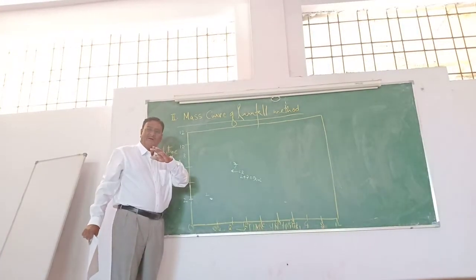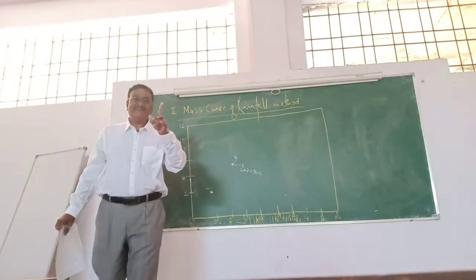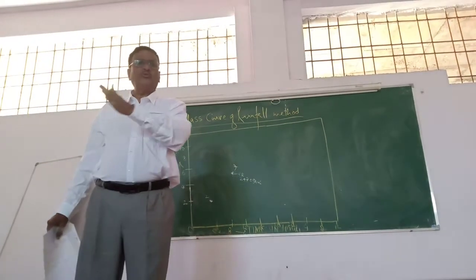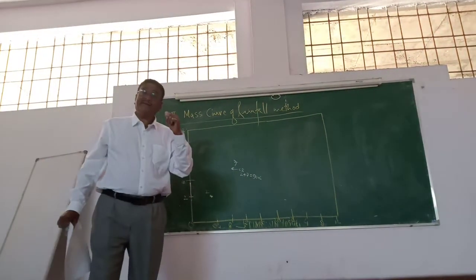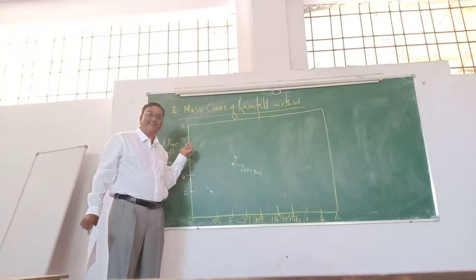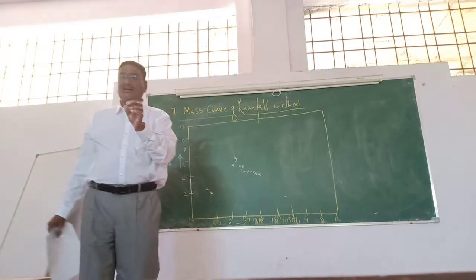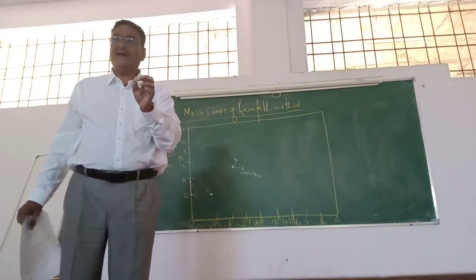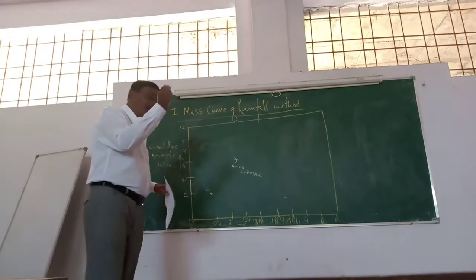So the way of showing the graph: the x-axis will show you time in hours, 0 to 4, 4 to 8, 8 to 12, whatever. Then the y-axis will show you net rainfall, cumulative rainfall in centimeter. If you plot the graph, that graph is known as a mass curve. Understood or not?